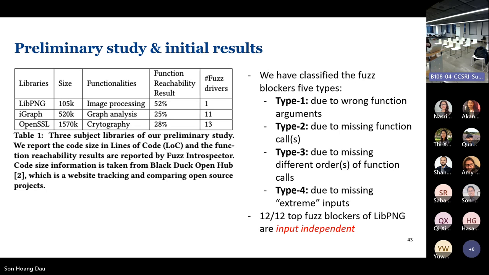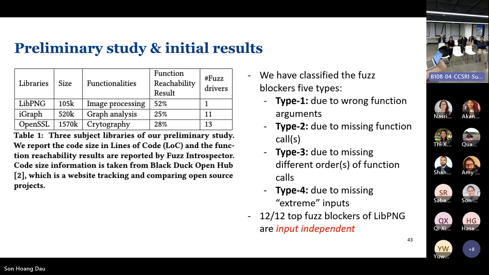So we have identified several interesting things, with more detail. Hopefully I can get the paper accepted and I can share it with you later. It's under review, but when the paper is accepted, I can share more information. But the detail here is that we have identified several types of blockers. It could be due to a wrong function argument, or a missing function call. For example, we cannot reach some piece of the code without calling some function, and so on.